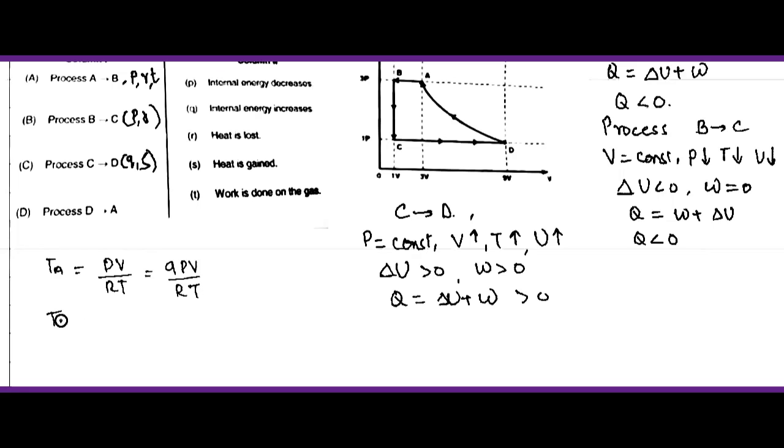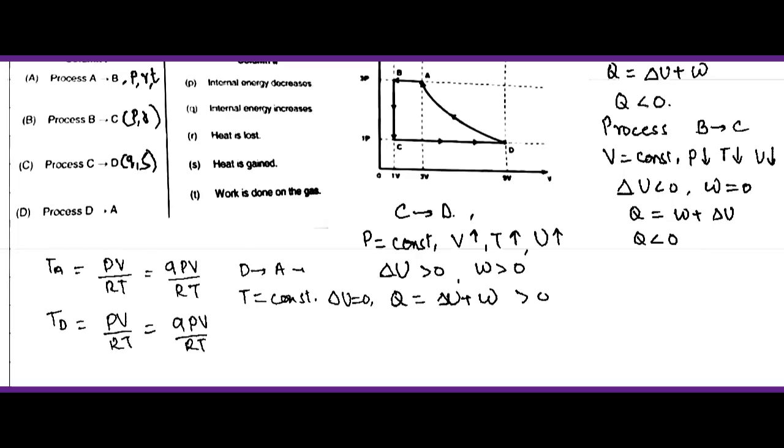And if we find TD, we are going to get the same result. So that will be again PV, pressure at D times volume, divided by R. So you are going to get the same result: 9PV divided by R. So you can see that the temperature at these 2 points is the same, which simply means that this is an isothermal process. So process DA is an isothermal process, which means that the temperature is constant. So when the temperature is constant, for an ideal gas, the change in internal energy is 0. So internal energy will not change.